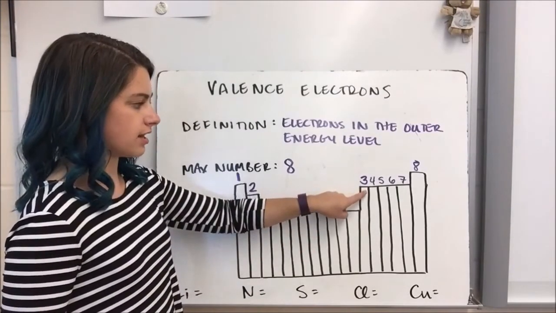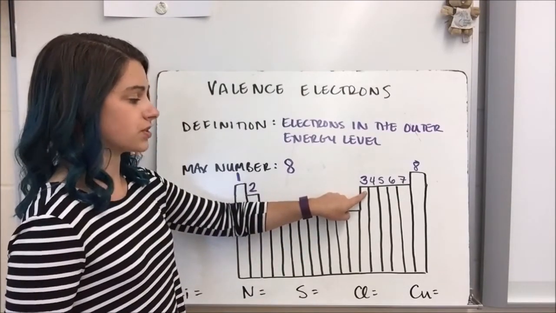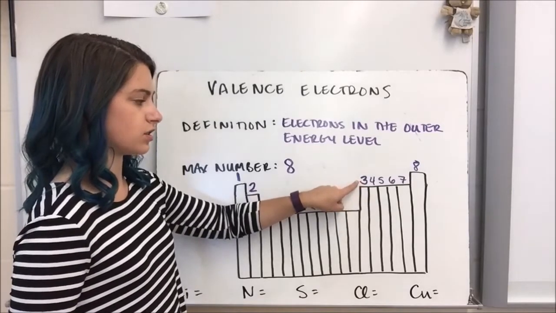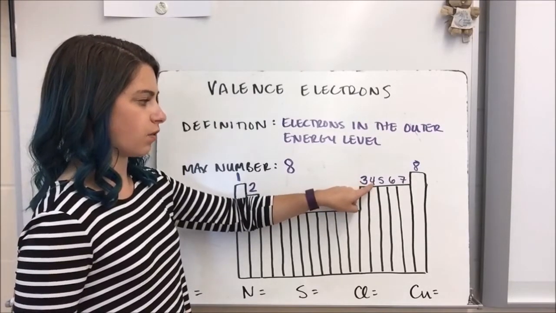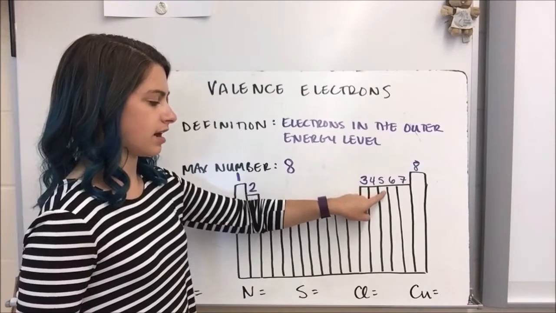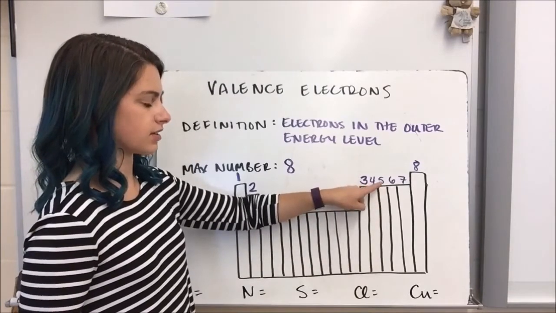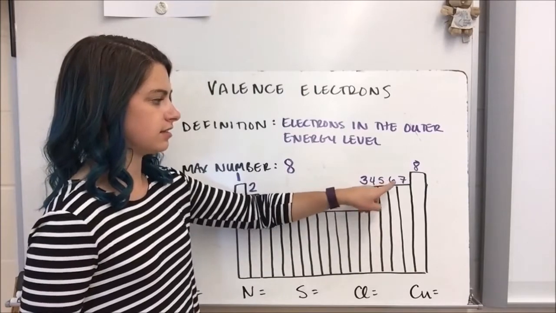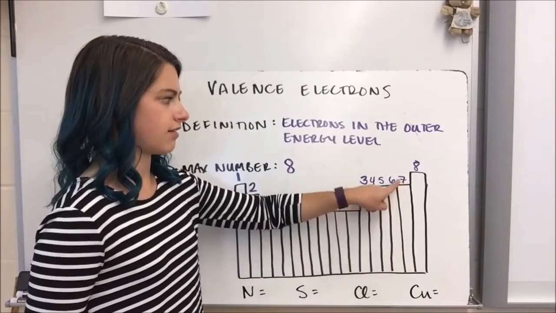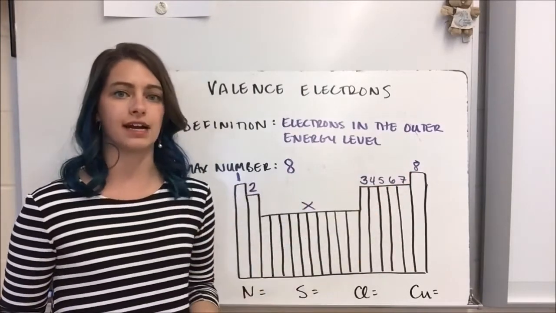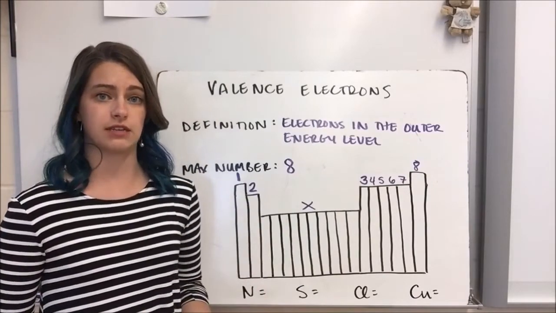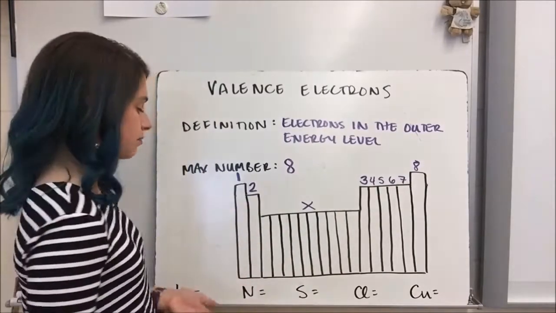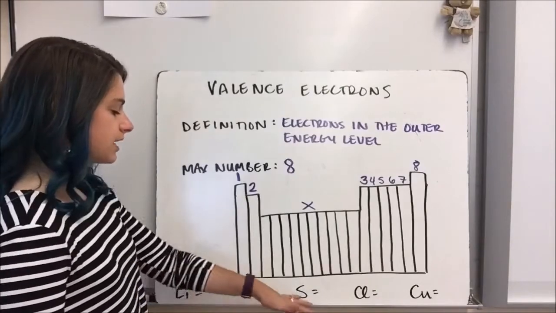Any element in column 13 on your periodic table has 3. Column 14 has 4. Any element in column 15 has 5 valence electrons. Any element in column 16 has 6. Any element in 17 has 7, and then our last column has the maximum number of valence electrons. It has 8.